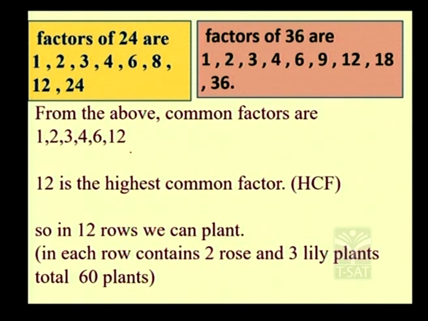So, in 12 rows we can plant. Each row contains 2 roses, that means 2 roses into 12 rows, 24 roses, okay. And 3 lily plants into 12 rows, 12 threes are 36. So, 24 roses are covered and 36 lily plants are also covered. In each row we can plant 2 roses and 3 lily plants. So, in total we got 60 plants.